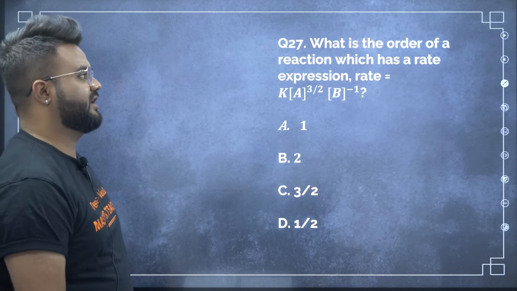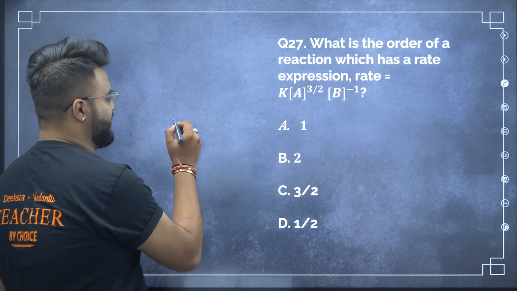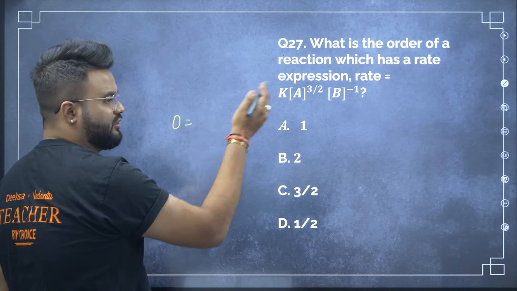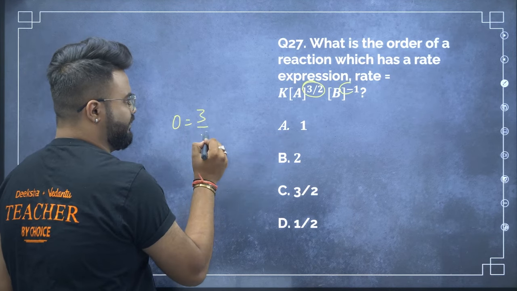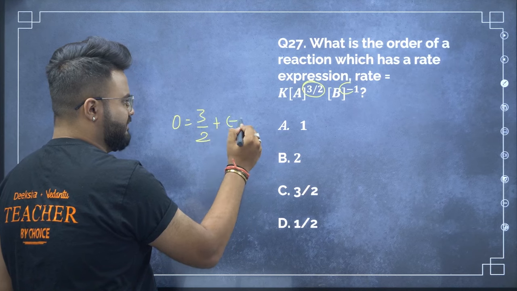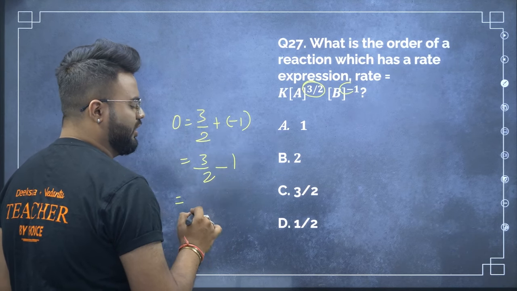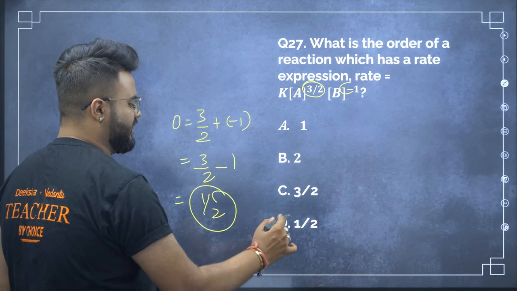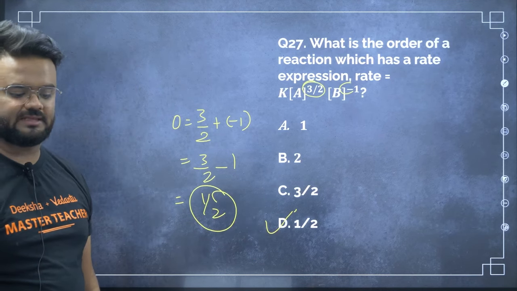What is the order of a reaction which has the rate expression like this? The order of the reaction is nothing but the addition of these powers. That is 3/2 plus of minus 1. 3/2 minus 1 is nothing but 1/2. Therefore, option D will be your correct answer.